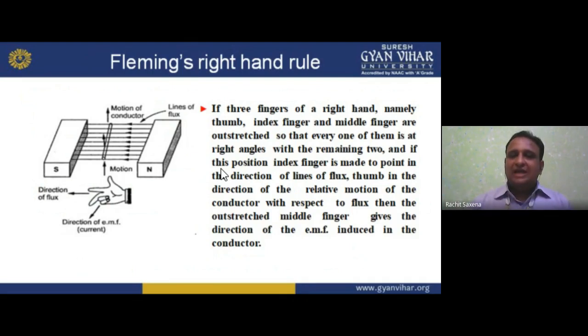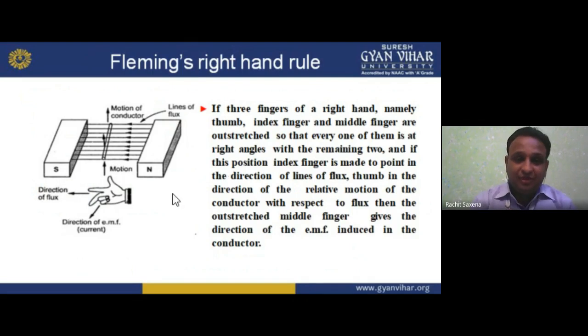They are outstretched so that every one of them is at right angles with the remaining two. If the index finger is made to point in the direction of flux lines, and the thumb in the direction of relative motion, movement, force, torque, we can say rotation, of the conductor with respect to flux, then the outstretched middle finger gives the direction of EMF induced in the conductor.